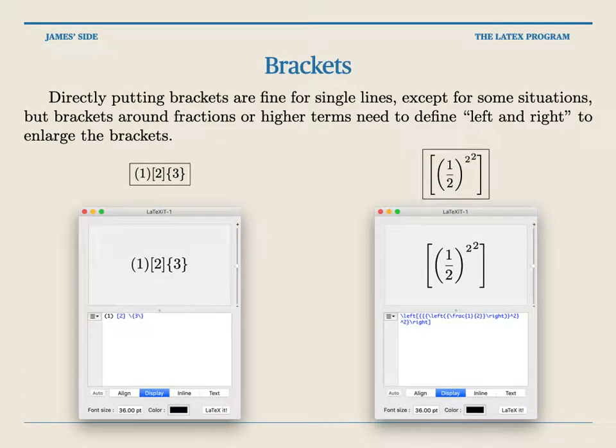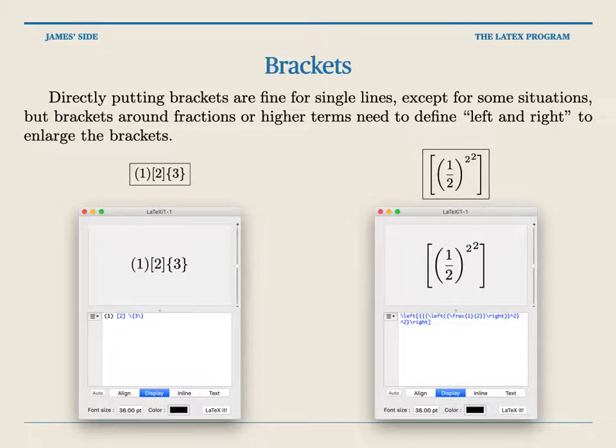Directly putting brackets is fine for single lines, except for some situations, but brackets around fractions or higher terms need to be defined with \left and \right to enlarge the brackets. So in this example, you have to have backslash left, then the thing in your parentheses, and then backslash right for the other part of the brackets, in order to make the brackets fit the equation or whatever element is inside.